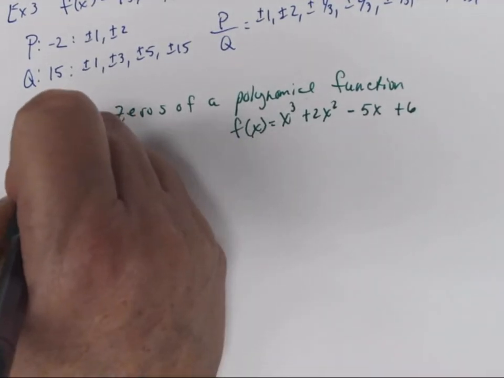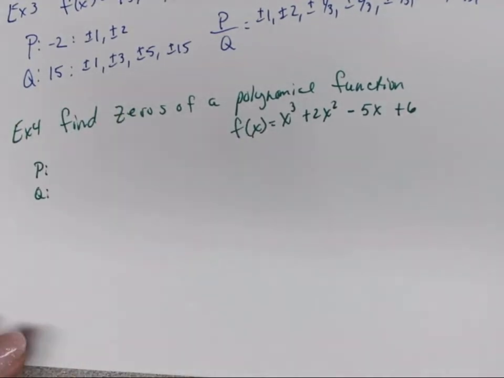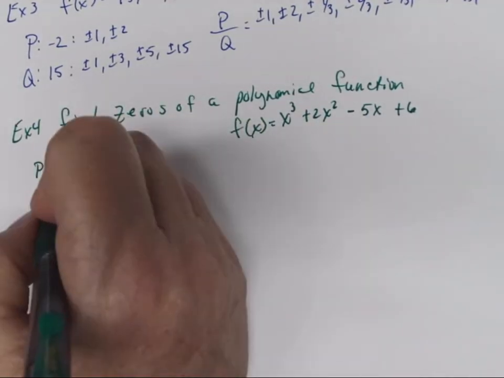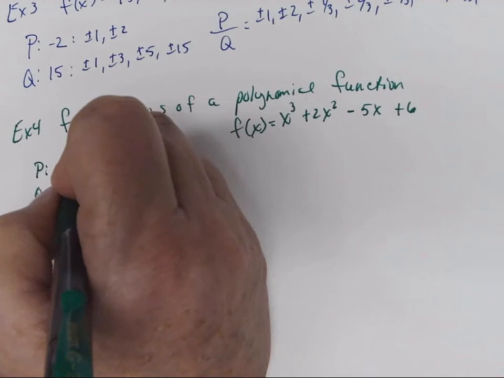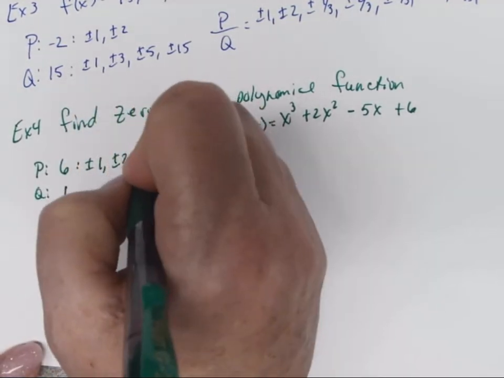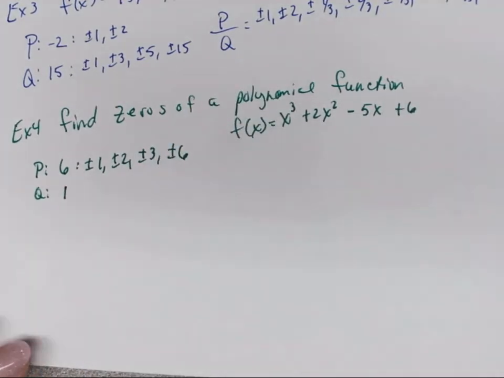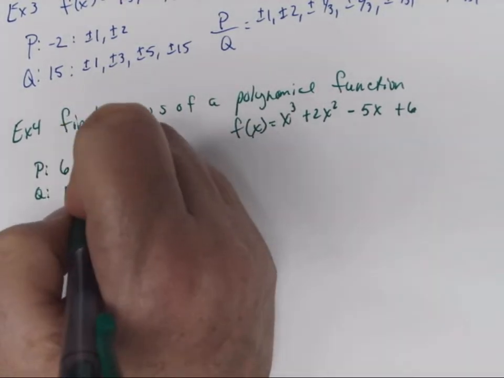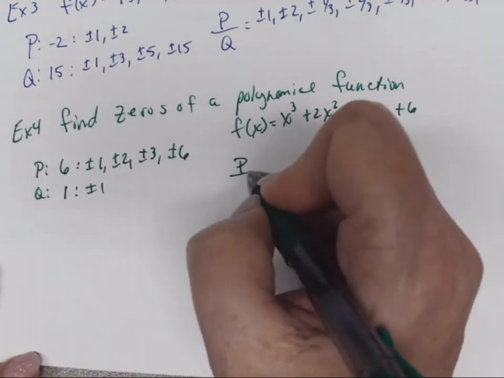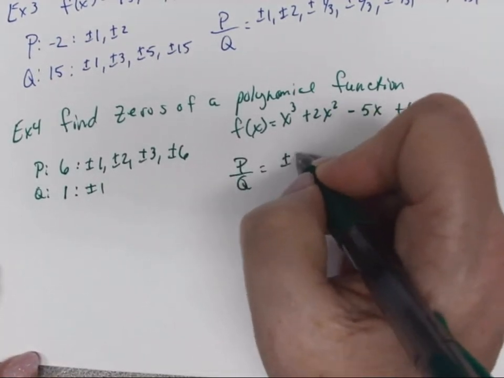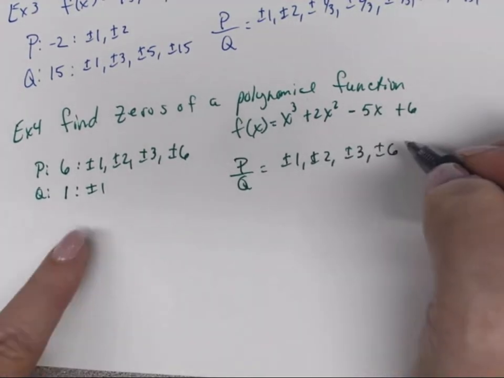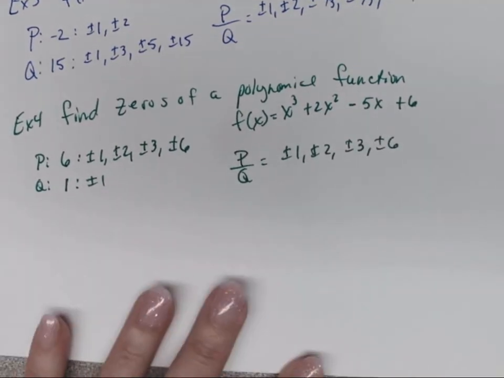So we're starting again with p and with q. So my p is 6, and my q is going to be 1. So plus or minus 1, plus or minus 2, plus or minus 3, and plus or minus 6 are my factors of 6, and plus or minus 1 will be the factors of 1. So p over q is plus or minus 1, 2, 3, and 6 because they're all over 1.